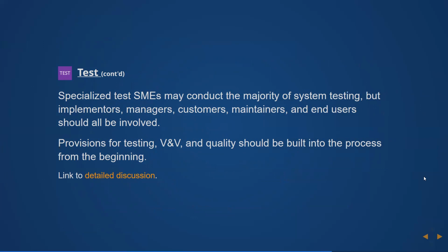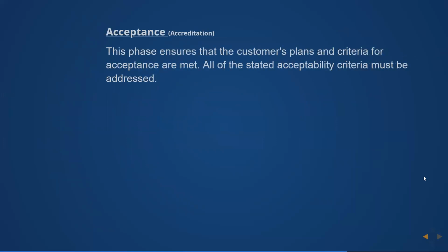So specialized SMEs may do a lot of these phases. For example, implementers would be software people, database people, graphics artists, machine learning, all those specialists that the BA may not be. But you have to be able to work together. In any case, provisions for testing should be built in from the beginning, and everyone should understand every aspect of the entire process.